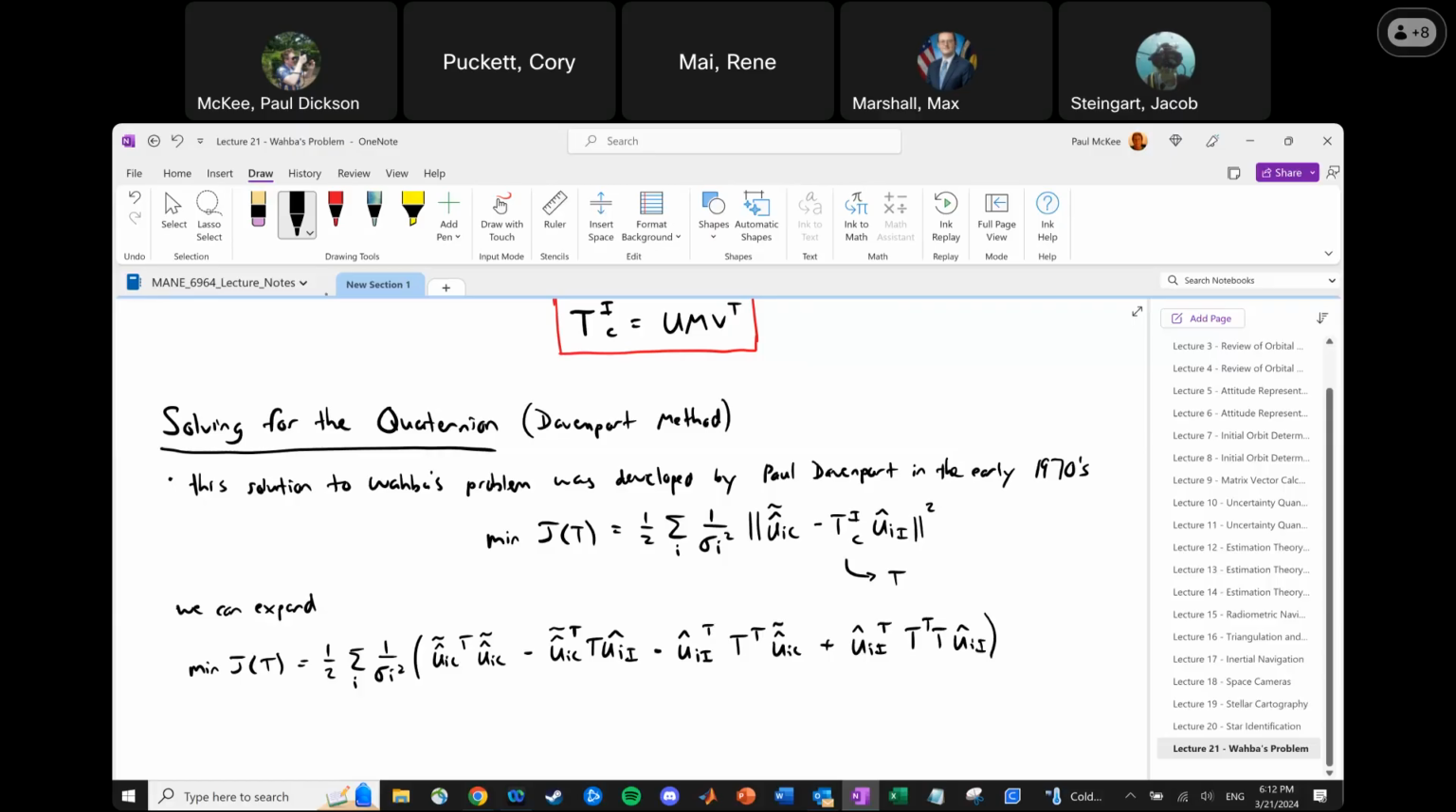Okay, can we simplify this? God, I hope so, because this is already a lot. Okay, well, here's the thing. Isn't any vector, like a unit vector, transposed with itself just one, right? So that gets a little bit better.